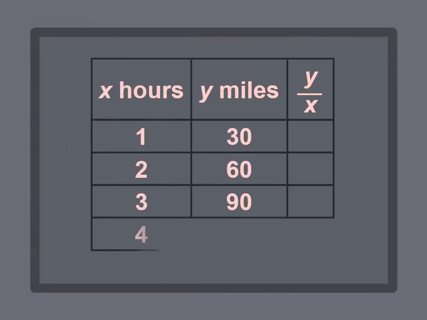Let's go back. When we do y over x, 30 divided by 1 is 30, and 60 divided by 2 is 30, and 90 divided by 3 is 30, and 120 divided by 4 is 30. So we keep getting 30 every time we check our ratio. So we would say that this is a direct variation, and our constant of variation would be 30.